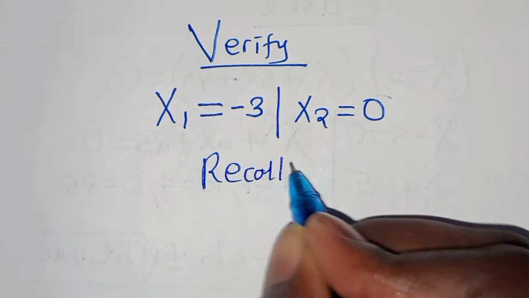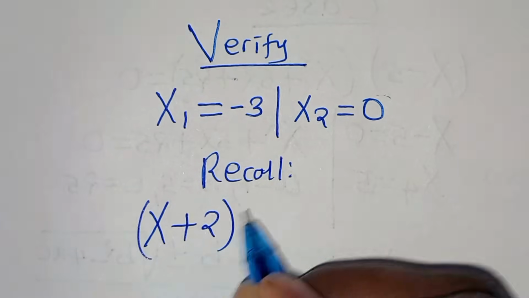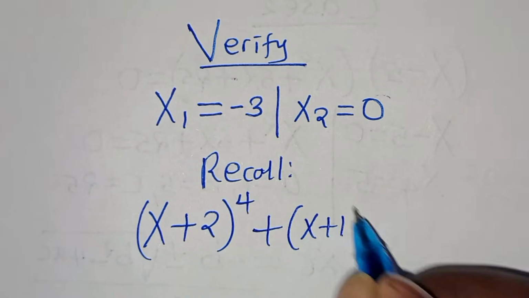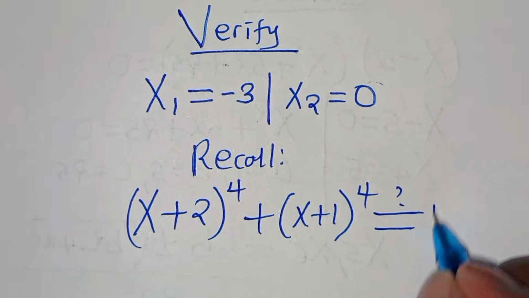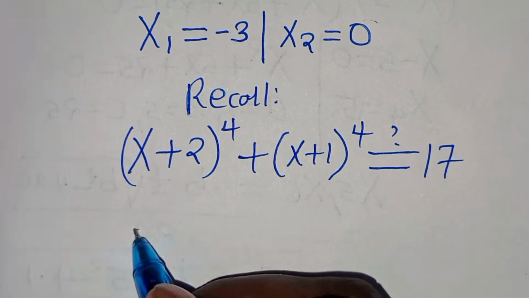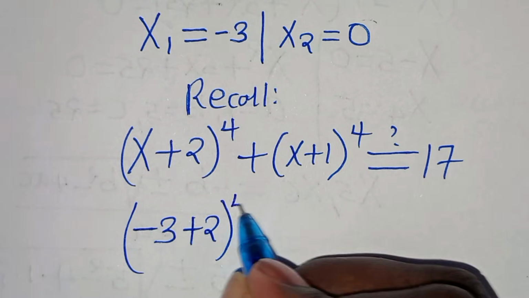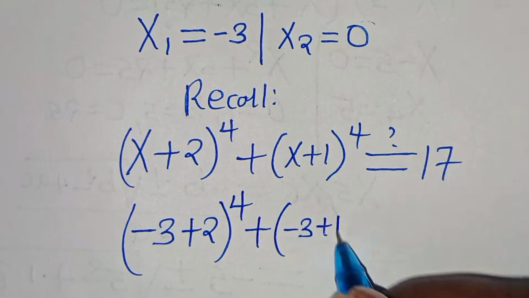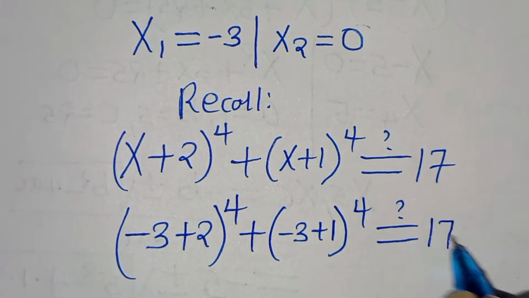Now, if you recall, we have that x plus 2 raised to the power of 4, plus x plus 1 raised to the power of 4, is supposed to give us a value of 17. Let's start with x1, which is minus 3. So we have minus 3 plus 2 raised to the power of 4, plus minus 3 plus 1 raised to the power of 4. This is supposed to give us a value of 17.